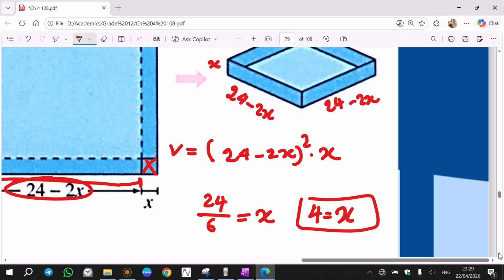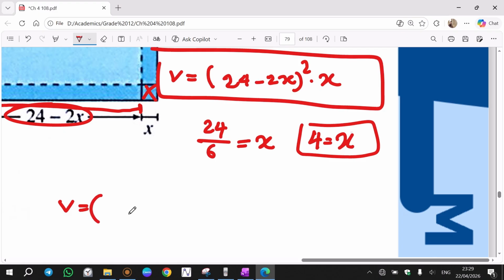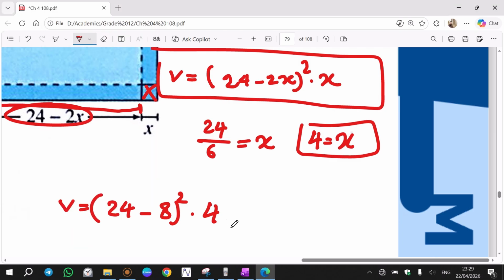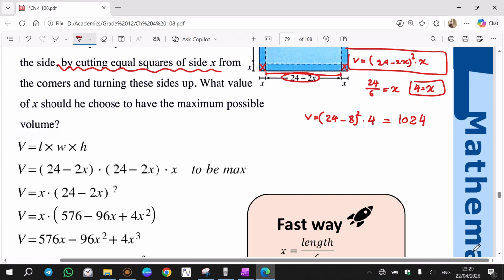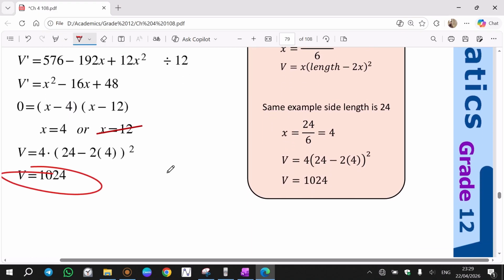If x is 4, then put 4 here. Find volume. Volume equal to 24 minus 2 times 4, 8, power 2, multiply by 4, x is 4. 24 minus 8 is 16. Now, we have the volume 16 power 2 times 4. Result 1024. Now, the moment of truth, after all of these steps, final answer is 1024. That's brilliant.